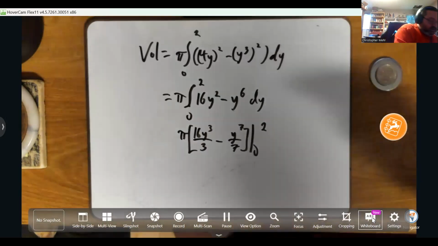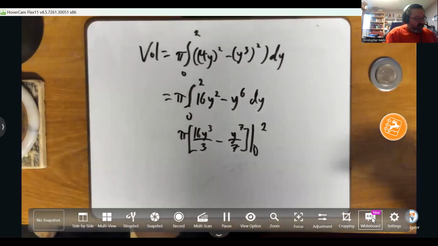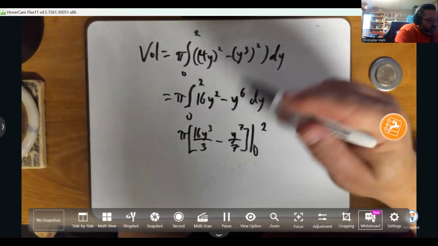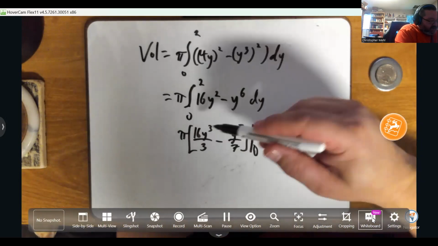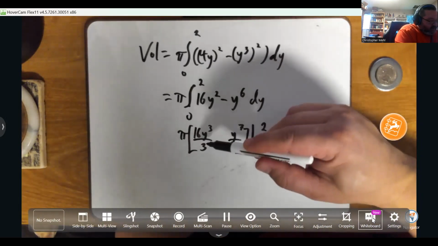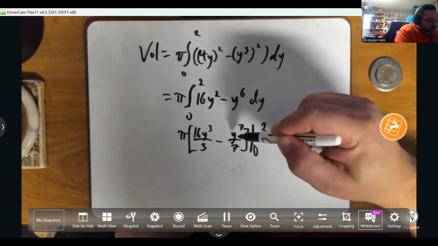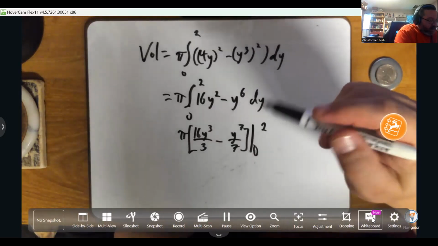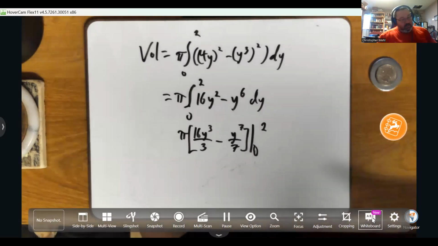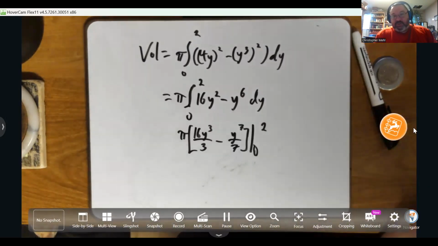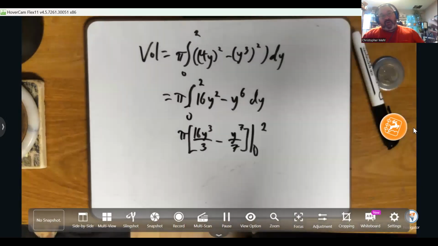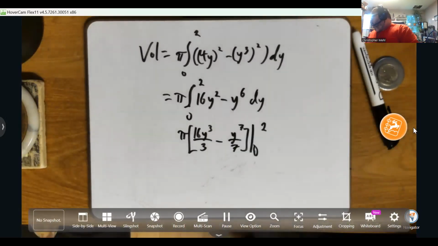Okay, and you can plug that into your handy dandy calculator. The lower limit's obviously going to be 0, and so it's just 16 times 2 cubed over 3 minus 2 to the 7th over 7, all times pi, whatever that reduces to. So that's our example of the washer method of a solid of revolution about the y-axis.